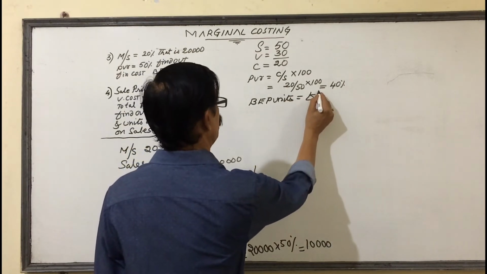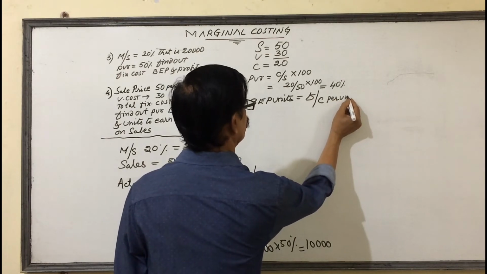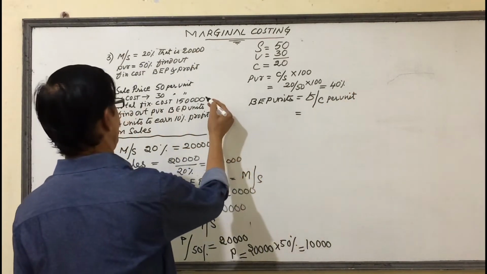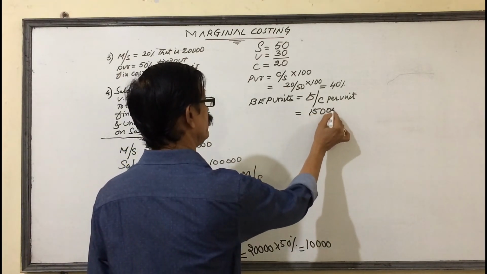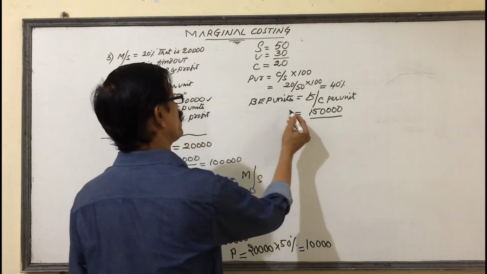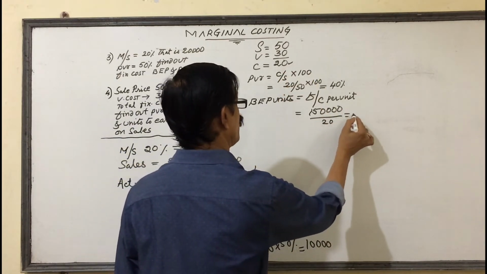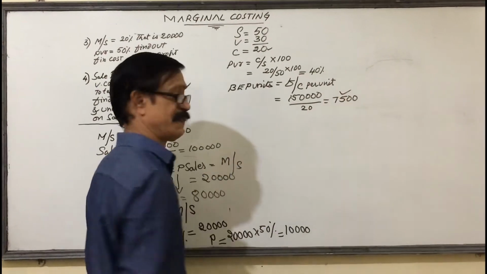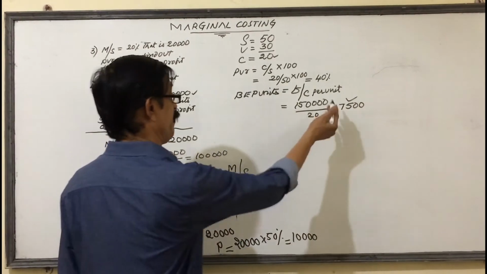Now, BEP units is equal to F divided by C per unit. Contribution per unit you have to take down. Fixed cost is there 1,50,000 divided by contribution per unit 20. That is equal to 7,500 units. If you sell 7,500 units, there is no question of profit. That is called BEP units.